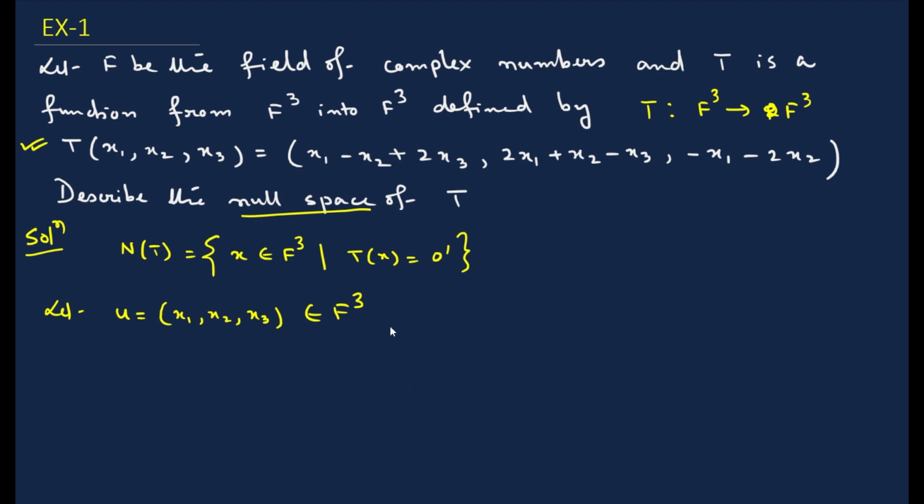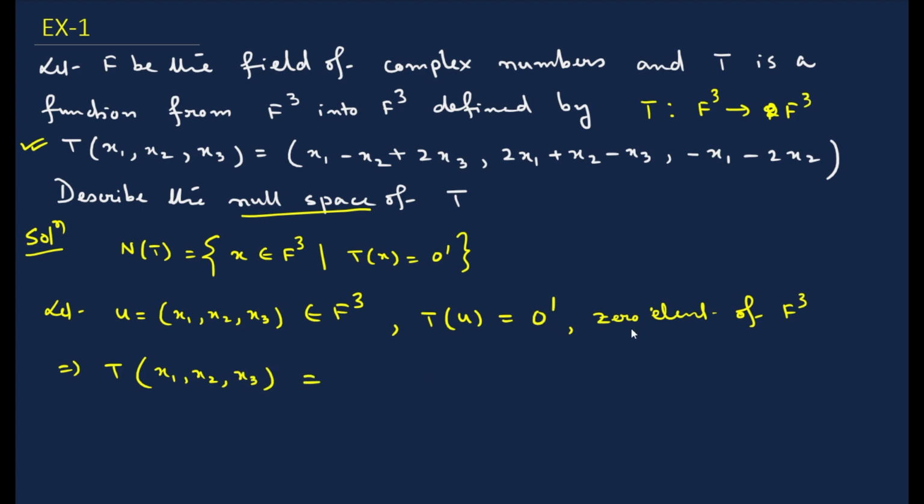Okay, null space. So according to the definition, what is T of u? T of u is 0 dash. So what is 0 dash? It is the 0 element of F cube, the vector space. So this implies T of u, meaning x1, x2 and then x3. When you write 0 dash, it is the 0 element, so it's an element of F cube. F cube means 3 dimensional, so it will be 0, 0, 0.